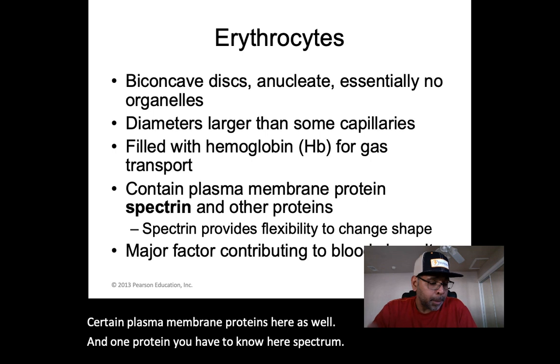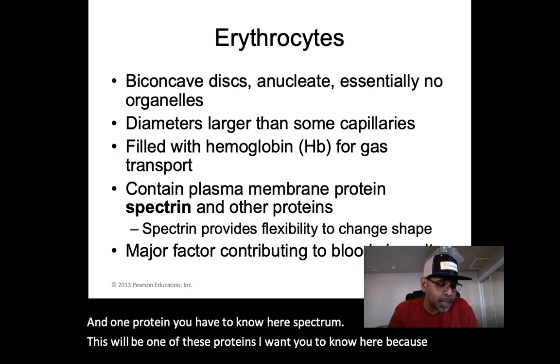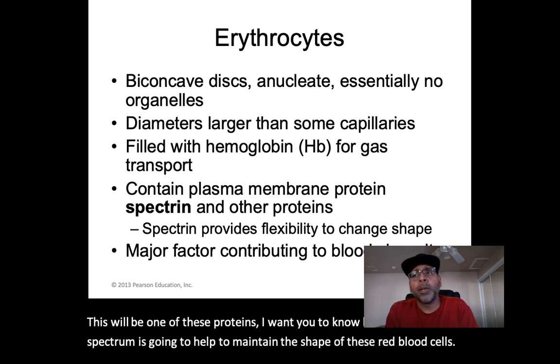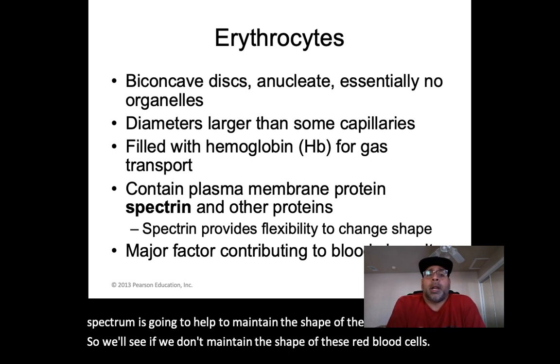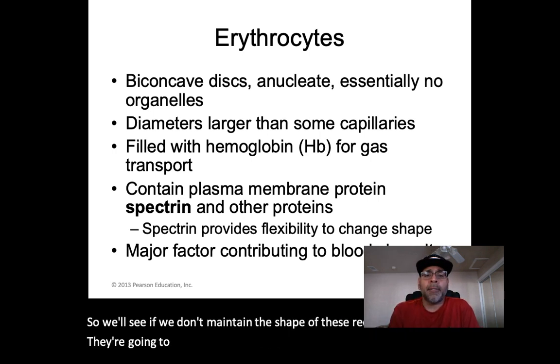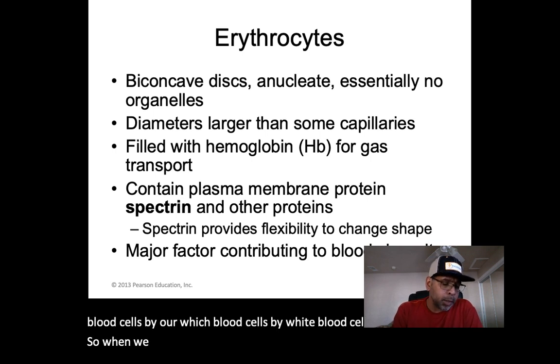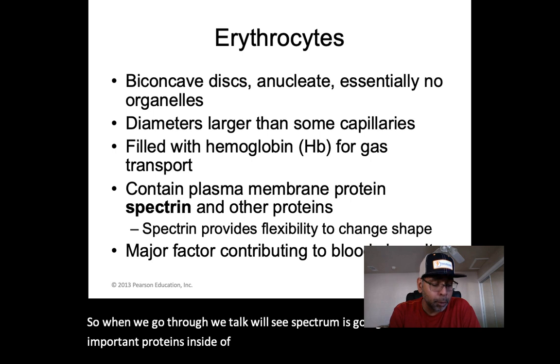Spectrin. This will be one of these proteins I want you to know here because spectrin is going to help to maintain the shape of these red blood cells. If we don't maintain the shape of these red blood cells, they're going to be thought of as foreign invaders by our body, by our blood cells. Which blood cells? By our white blood cells. So spectrin is going to be one of the important proteins inside of here in relation to our red blood cells.